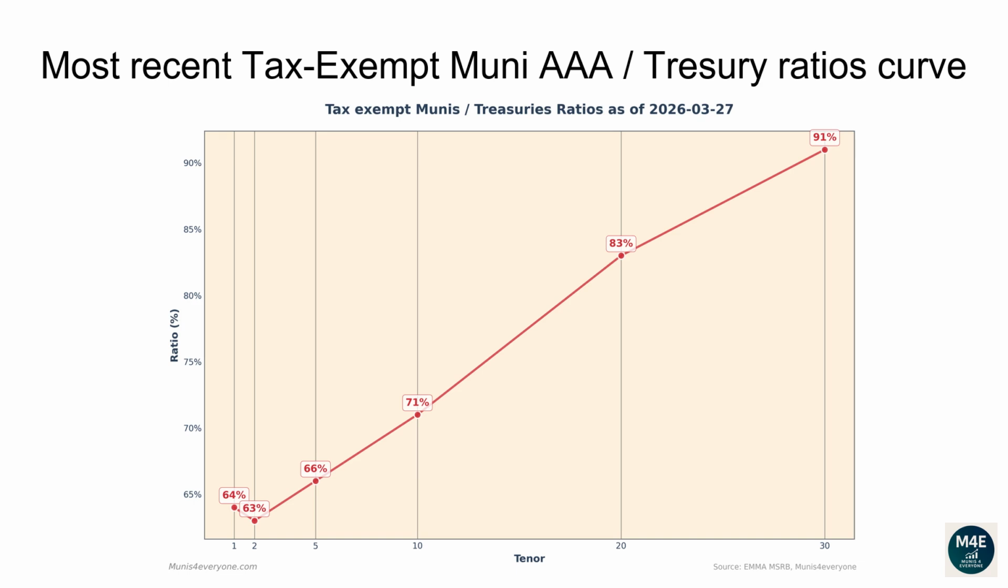The current one-year ratio is 64%. The 2 years ratio is 63%. The 5 years ratio is 66%. The 10 years ratio is 71%. The 20 years ratio is 83%. The 30 years ratio is 91%.